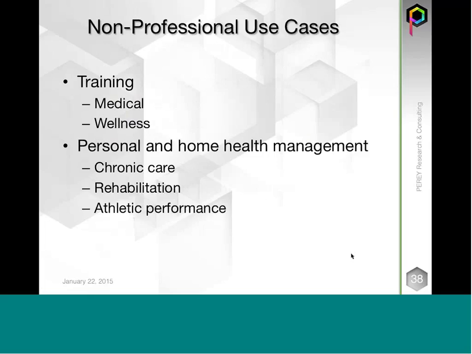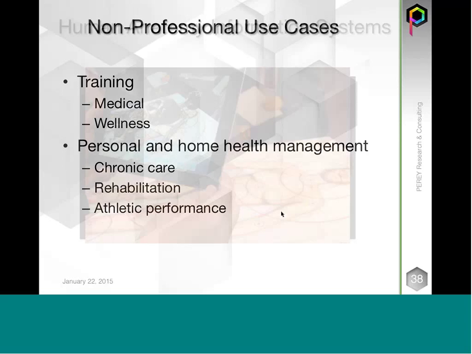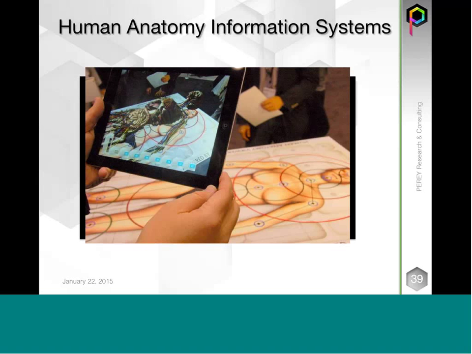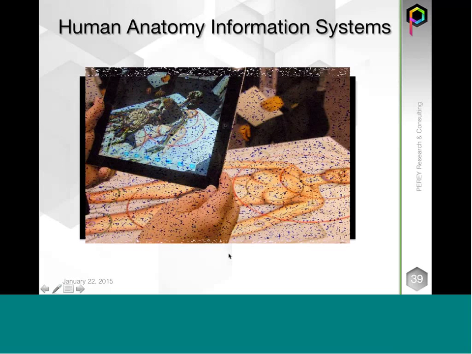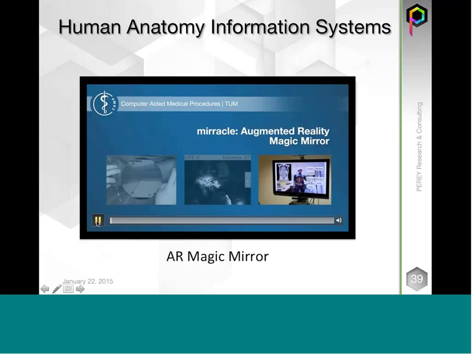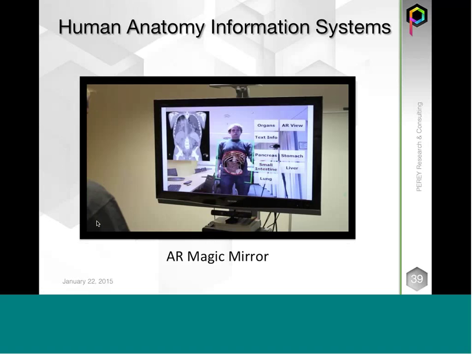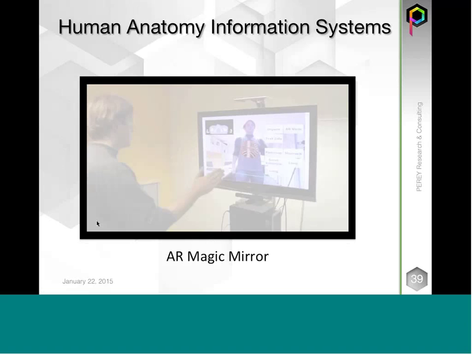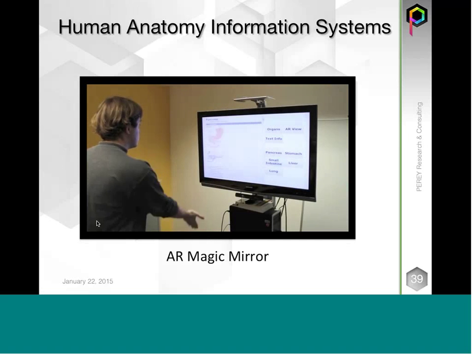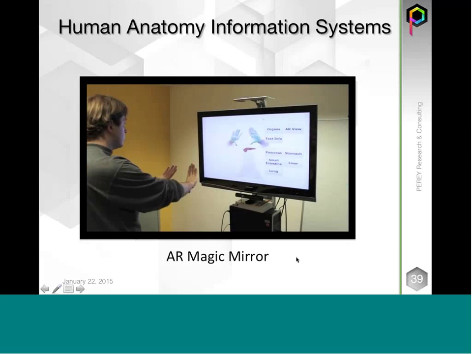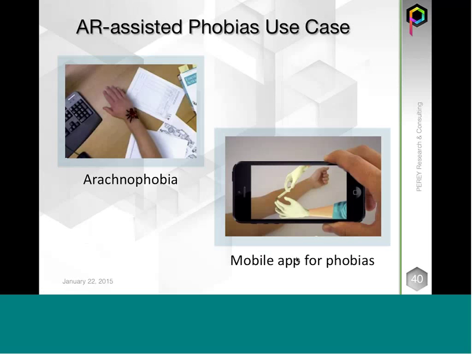Let's think about some of the non-professional use cases. There's still medical, maybe training, personal health, home health, chronic care or rehabilitation, and I'll be talking a little bit more about those in a moment. But let's think of the student case where an anatomy lesson might use augmented reality. This is another example of the magic mirror. So those are a few examples of how augmented reality is used in a medical and healthcare scenario.